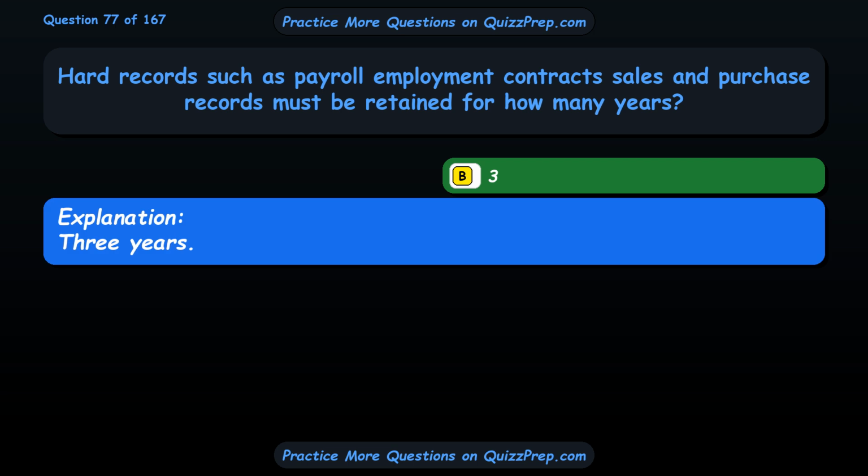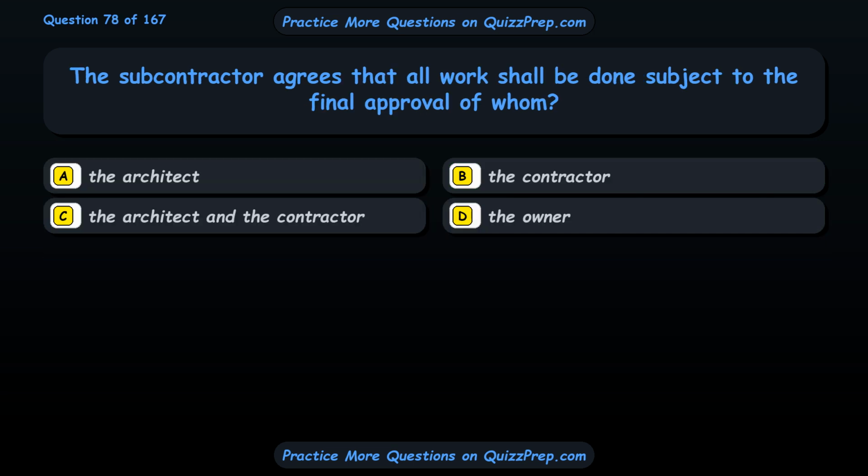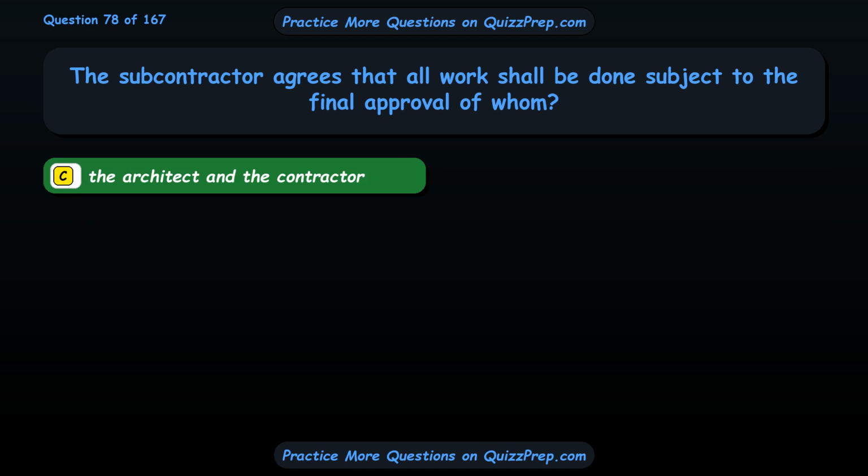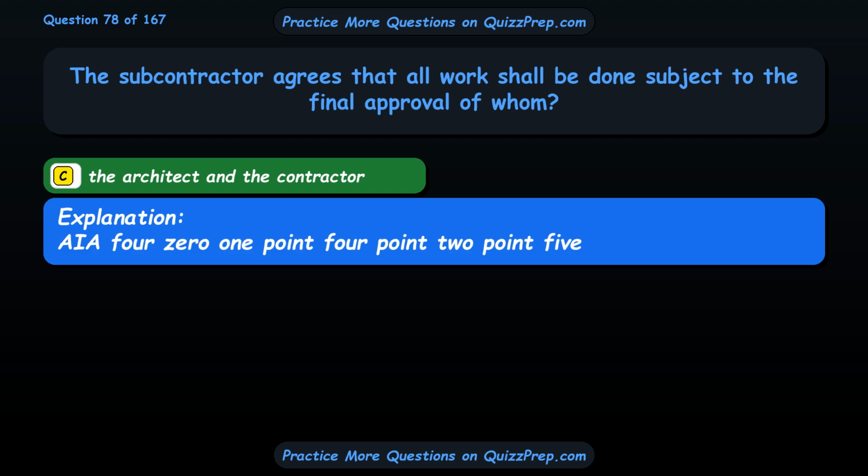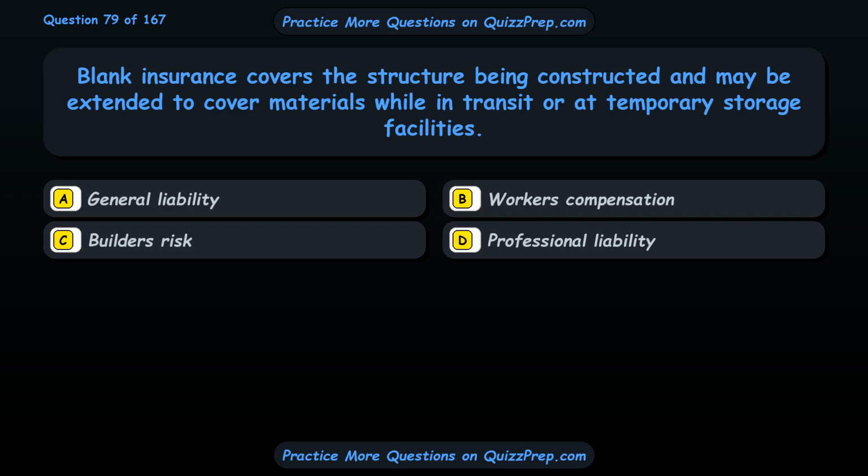3 years. Question 78. The subcontractor agrees that all work shall be done subject to the final approval of whom? Option A, the architect. Option B, the contractor. Option C, the architect and the contractor. Option D, the owner. The correct answer is option C, the architect and the contractor. AIA 401.4.2.5.